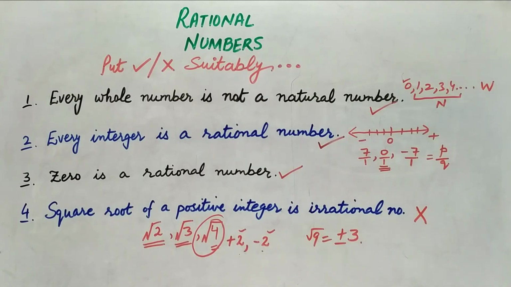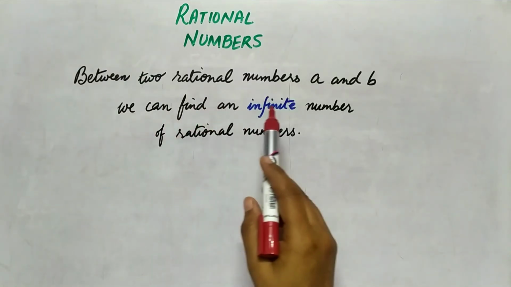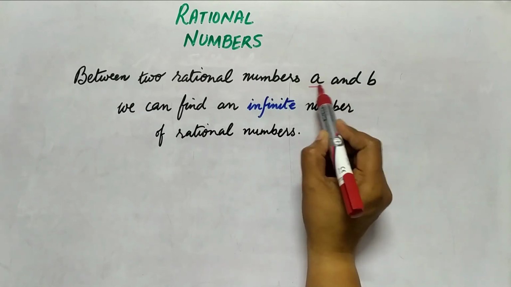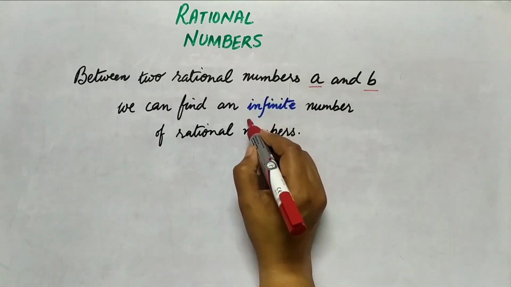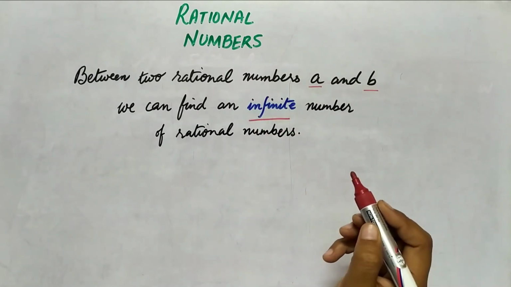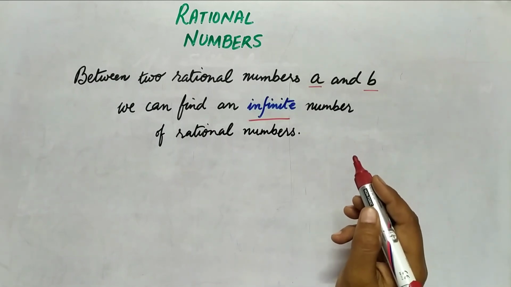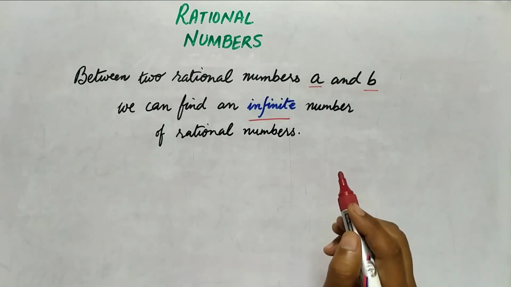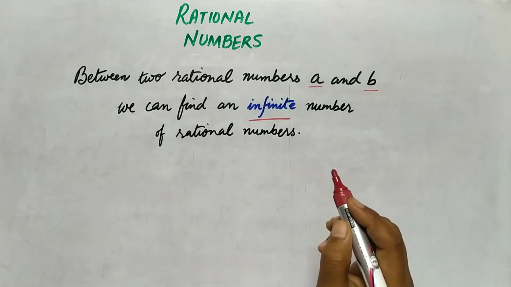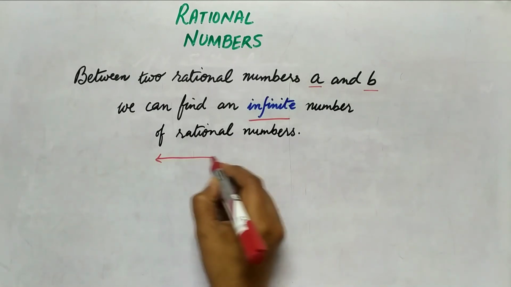Now we proceed towards the next property of rational numbers. The property is, between two rational numbers a and b, we can find an infinite number of rational numbers. Here we are given two numbers a and b. We can find an infinite number of rational numbers between these a and b.